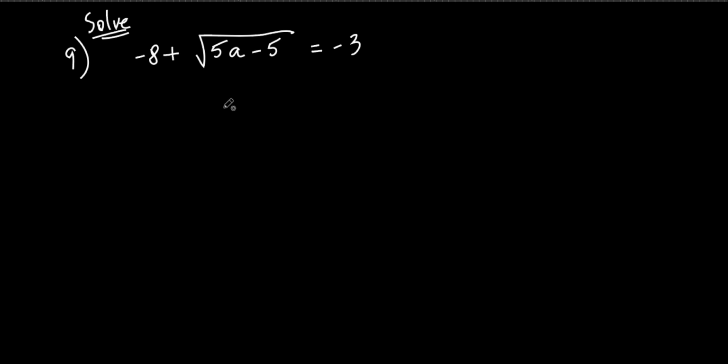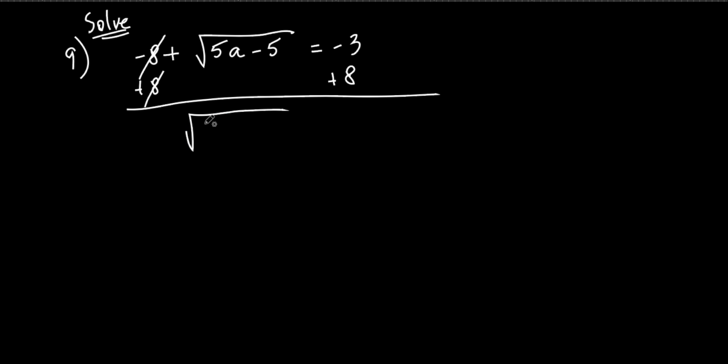All right, so what are we going to get rid of? What's on the outside of this square root? The -8. How do we get rid of a -8? You've got to add it. So that'll add up to 0. Now, if you do that to this side, you've got to come over here and do it to the other side. Now let's bring everything down. What happens here? They cancel out. What do we have left? The square root of 5a minus 5. That's really important. Equals -3 plus 8, which is +5.